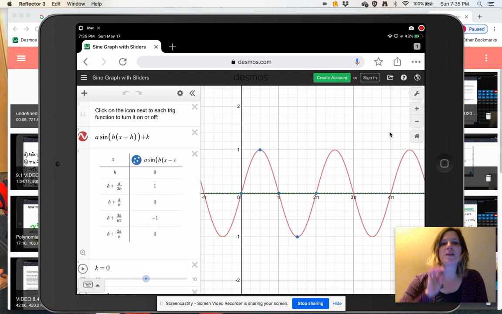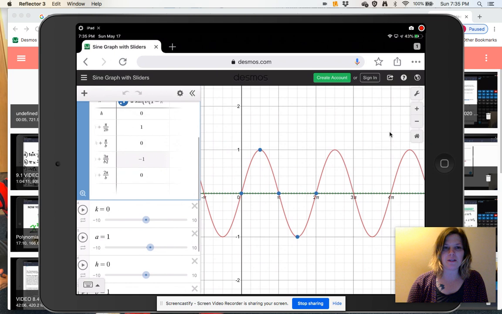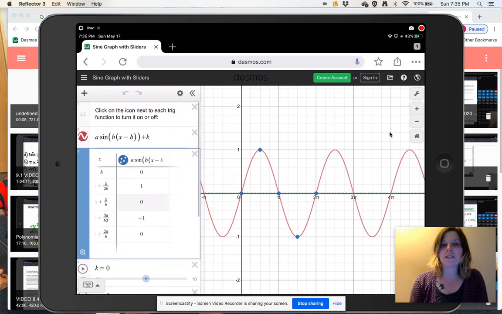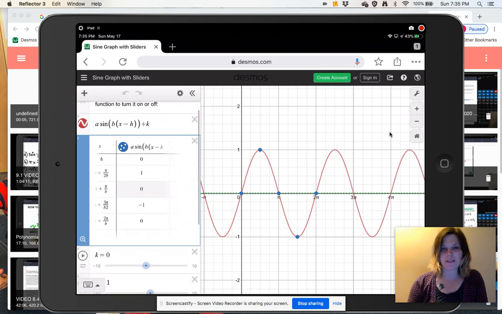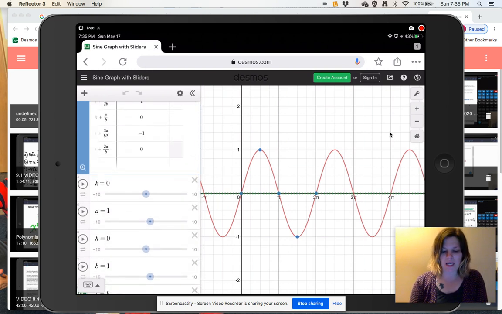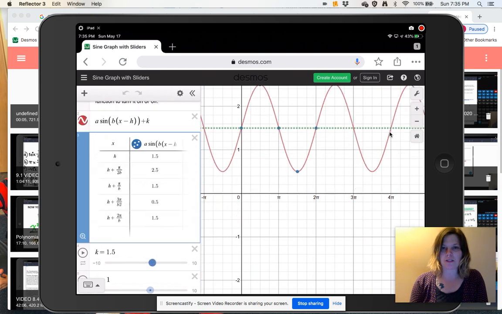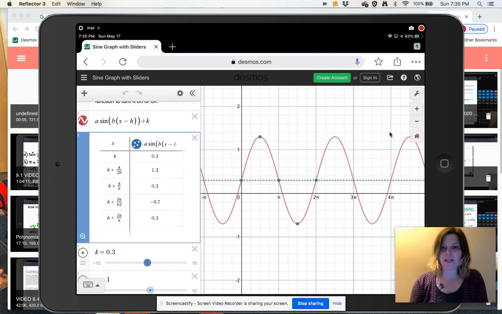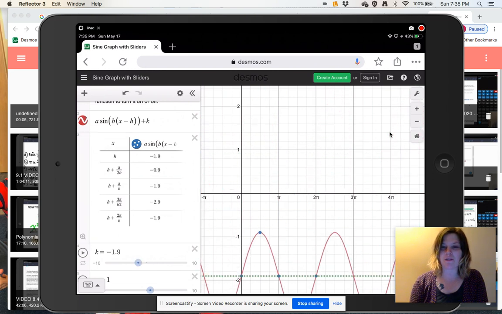And then when you get to the website, it should look like this. Don't worry about the table. I had to be kind of fancy with the table to make it work. So just scroll down here on the side and look at what each slider does. You might be able to see the graph has A sine B, x minus h, plus k. So each one of those letters is represented in one of the sliders. And so, for example, if I move the k slider up, you notice that the entire picture of the sine graph goes up. And if I move the slider down, the entire picture of the sine graph goes down.